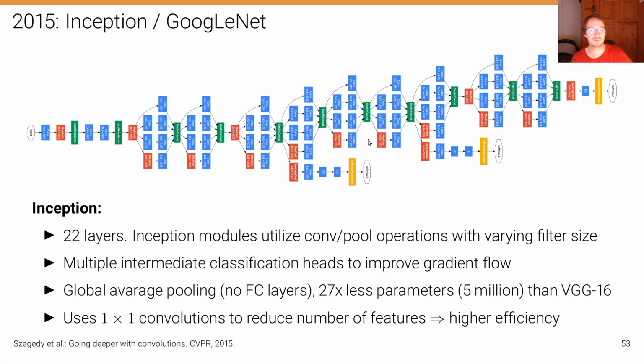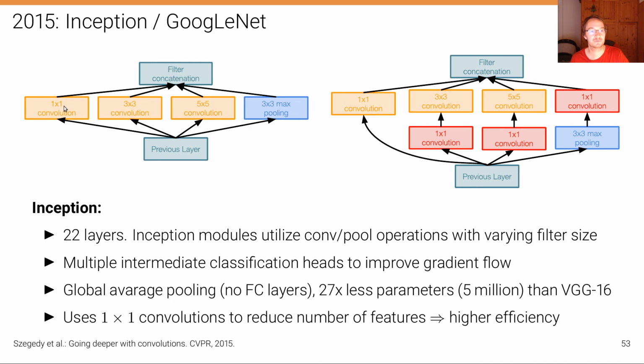And what this block does is it uses different types of convolutions with different filter sizes, 1x1, 3x3, 5x5, and also max pooling all in parallel, and then concatenates the results, kind of an ensemble that leads to better performance. What it also does is it has multiple heads.